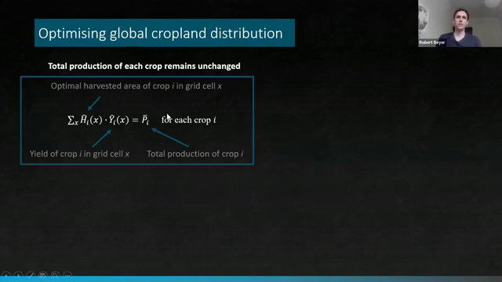In mathematical terms, what that means is if you have your total production of some crop i at the moment on the right-hand side of your equation, what we're after for each crop is the harvested area across all the grid cells. So we want to know where the harvested areas of crops are in the optimized scenario. And once we have those harvested areas, we need to know what the production of that crop is going to be in a given grid cell. If we combine that across all grid cells, then we get production in the optimized scenario. So we want that to be the same for each crop as in the current scenario.